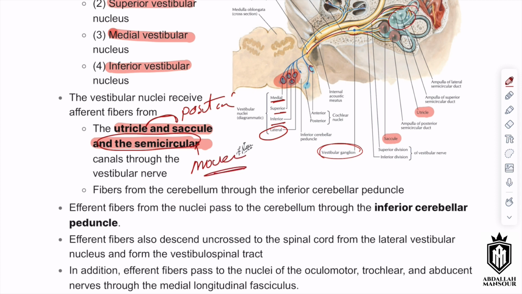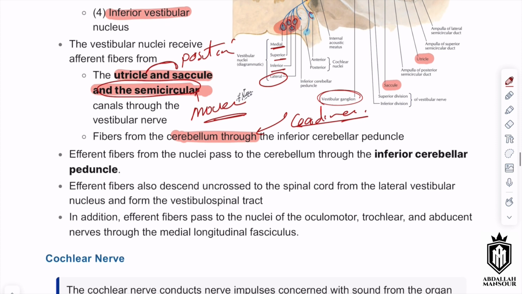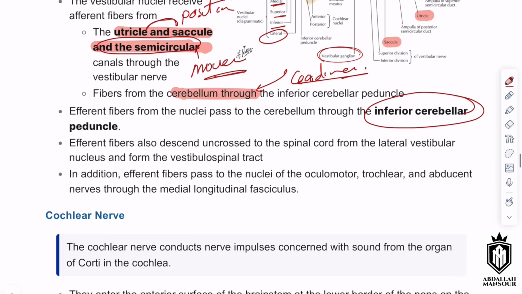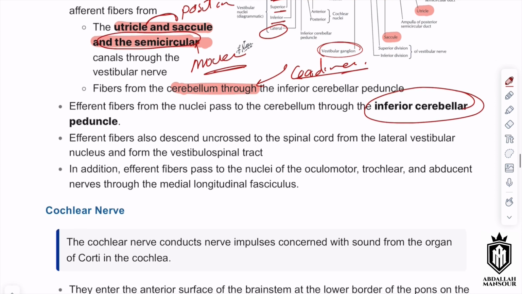And the fibers from this complex will go to the cerebellum, because we said the cerebellum is responsible for your coordination and also your movement as well. So efferent fibers will pass to the cerebellum through the inferior cerebellar peduncle, and the efferents also will descend uncrossed into the spinal cord to the lateral vestibular nuclei. And just don't worry about the last bit.